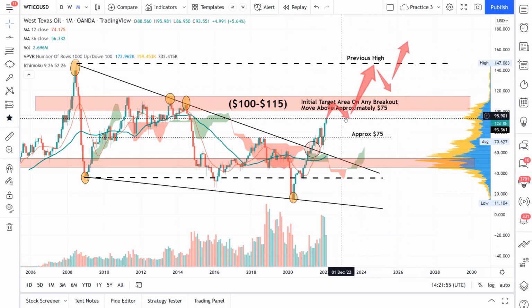So in the shorter term, the level to watch is this $92, $93 area. If we break above that, then we're on for the $100 to $115. If we continue to be rejected at this level, then a pullback to $75 is quite likely, and that would be how the odds would be stacking up at that point.